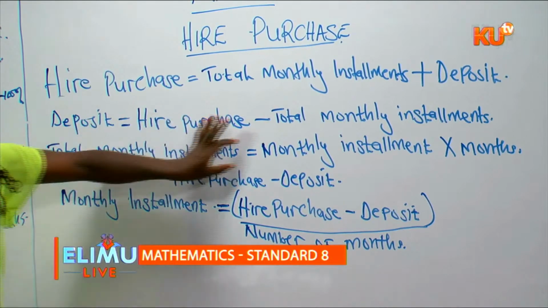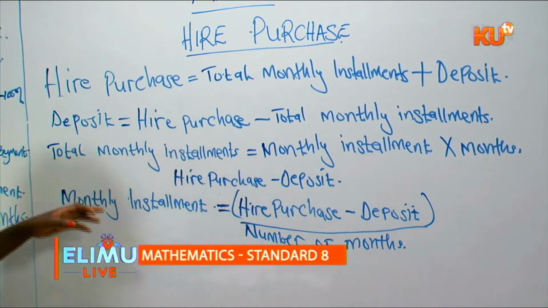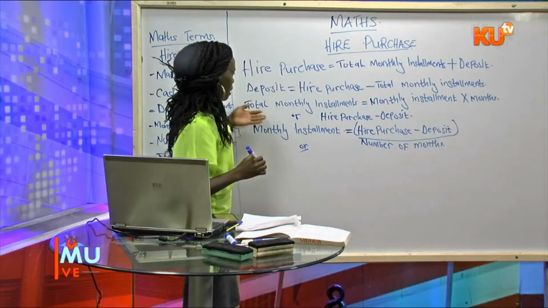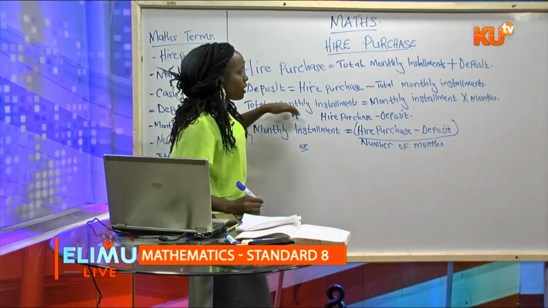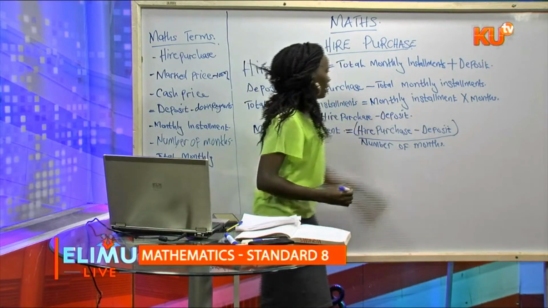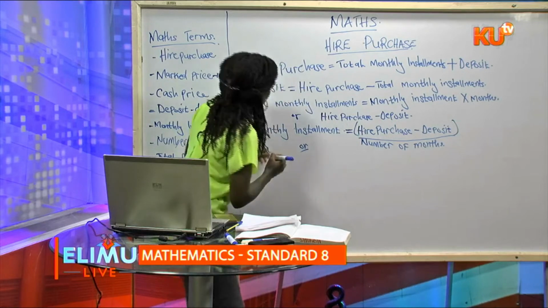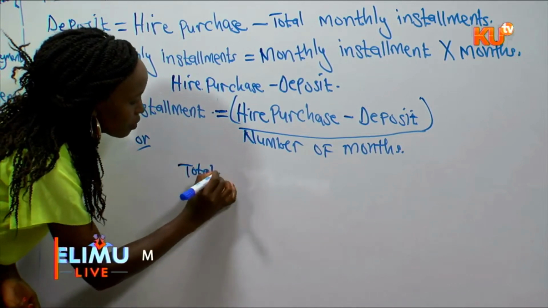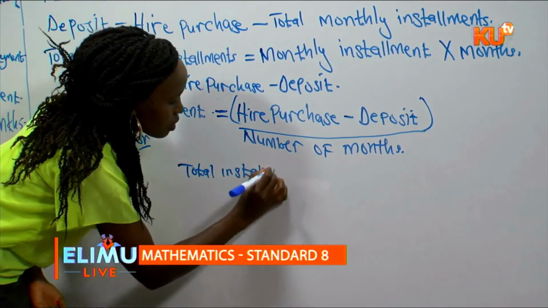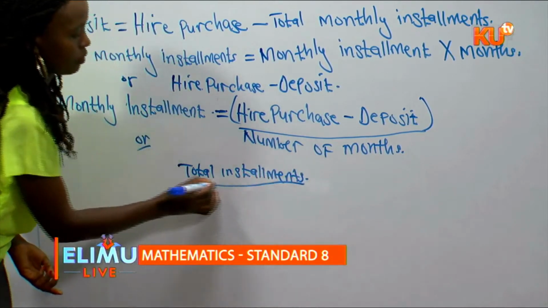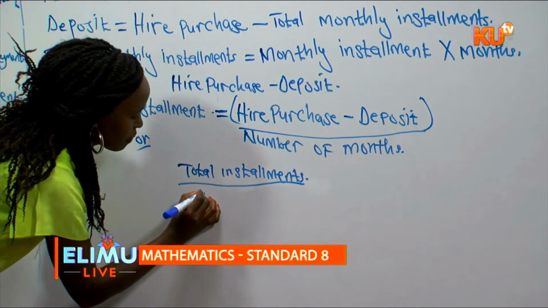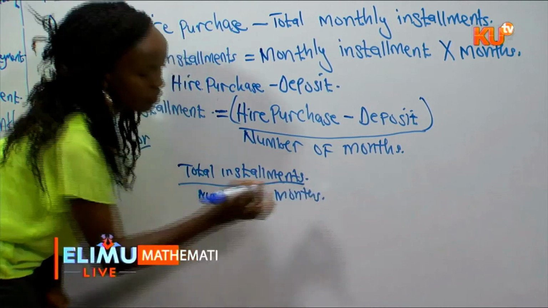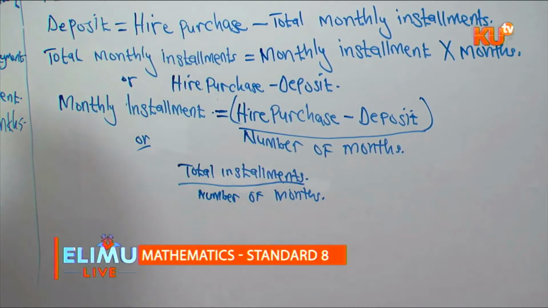You can also use another option. If, for example, I have my total monthly installments and I have the number of months, and I'm looking for the monthly installment, I'll say that the monthly installment will be equivalent to the total installment divided by the number of months. So we'll still get the same answer.